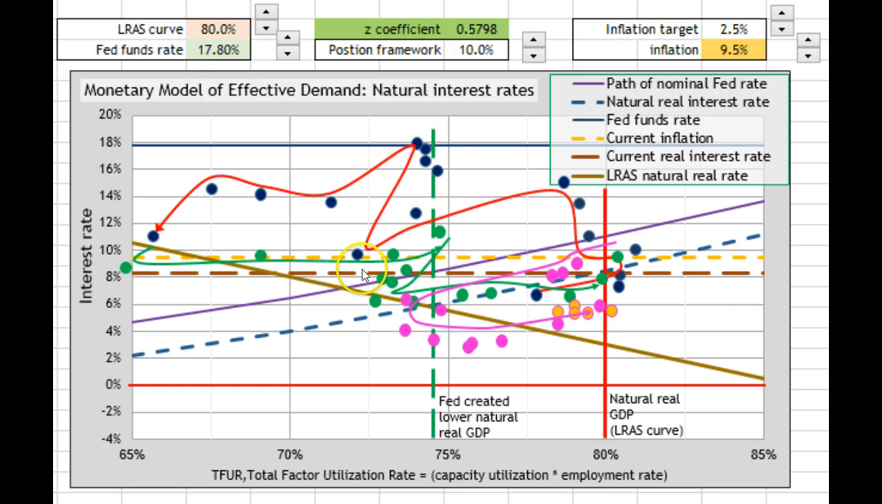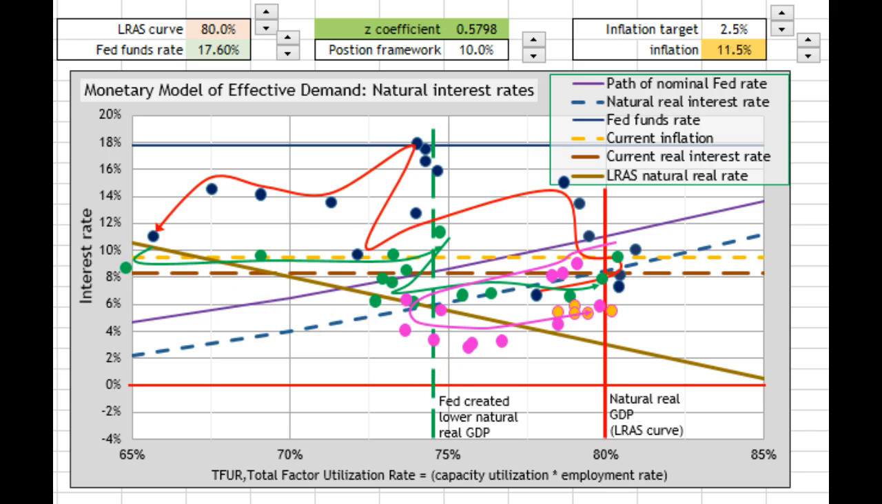And as we can see, this brown dashed line is above the blue line, so this is very contractionary in its effect. Okay. So the Fed is hitting it hard. Now the economy would want to naturally go up to this red line here as the natural real rate, but the Fed is going to hammer hard on this line and try and keep the utilization of capital and labor, the multiplication of these two, at this green line.